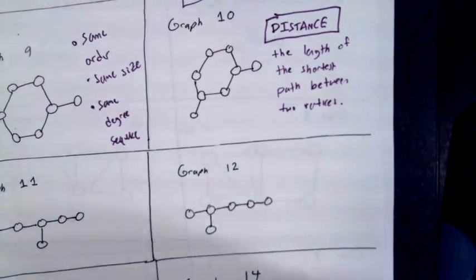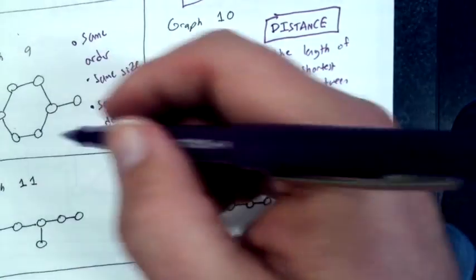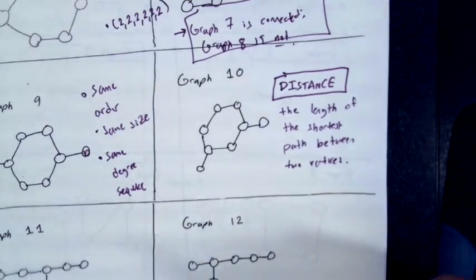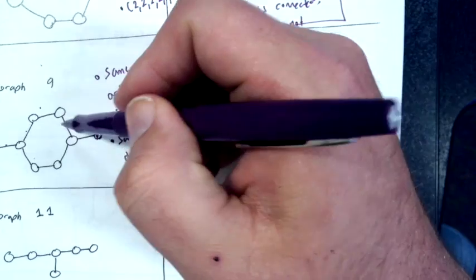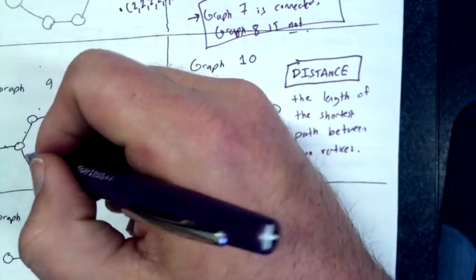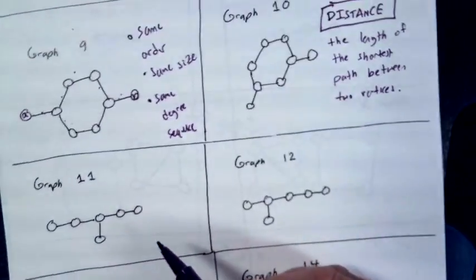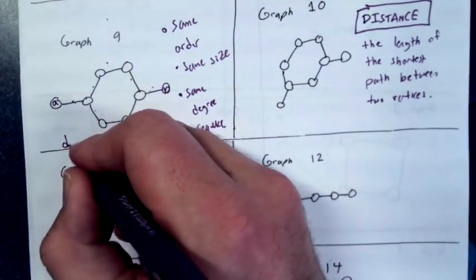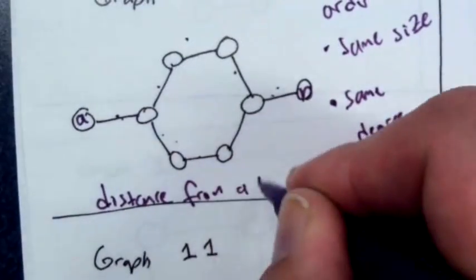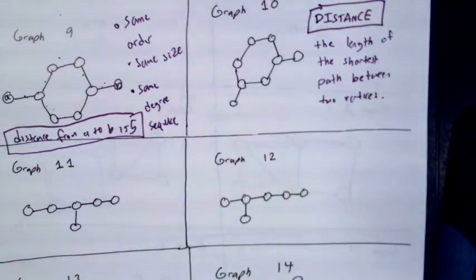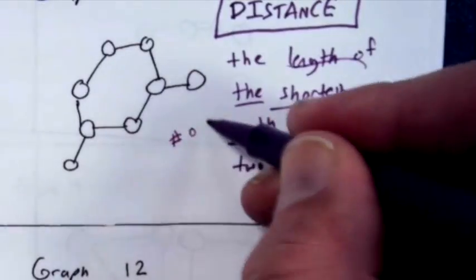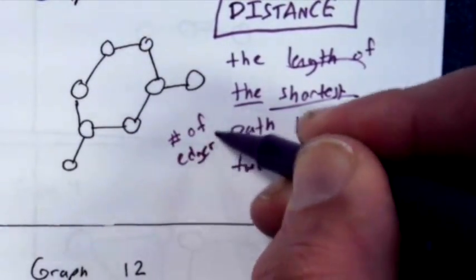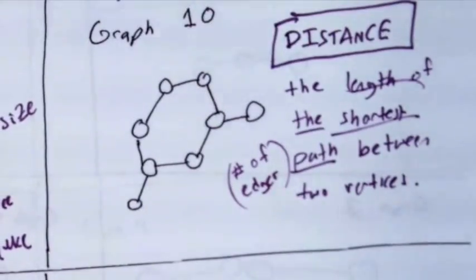So in this graph, I can look at my two vertices of degree 1, and I'm going to label them A and B just for simplicity's sake. There are two paths from A to B. There's one here that goes 1, 2, 3, 4, 5 edges, and another here that goes 1, 2, 3, 4, 5 edges. So the distance from A to B in this graph is 5. When we say the length of the path, we mean the number of edges, the minimum number of edges you would need to cross to get from one vertex to another.